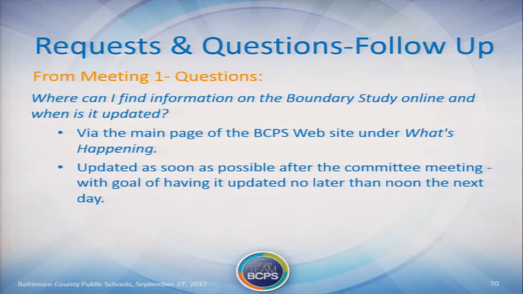Some of the questions that you had from the last meeting. Where can I find information on the boundary study? On our website, under the What's Happening section, on the left-hand side, there's a blue section, What's Happening. Under Construction, there's a link to the Lansdowne boundary process. All of the information that you receive at these meetings, with live links to the video feeds, is there, and any emails that we receive from the public are also there. At this point, we have not received any emails from the public. As we do, I will email out information to let you know that they're there.